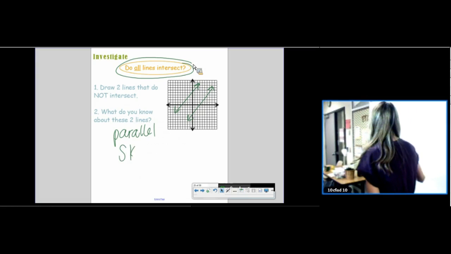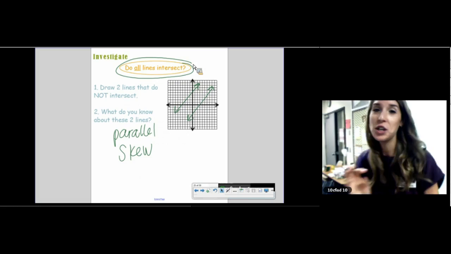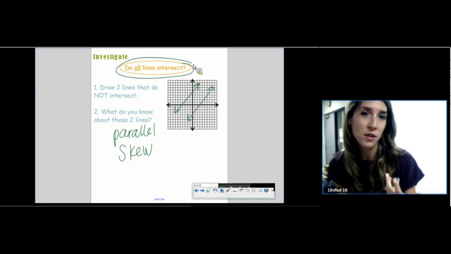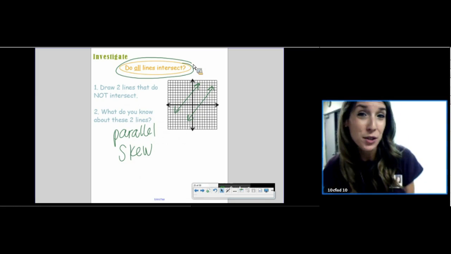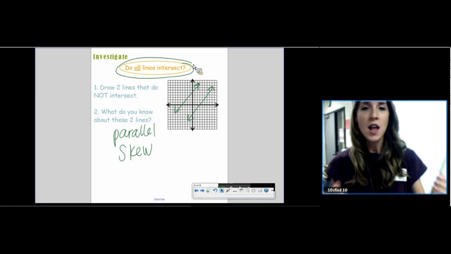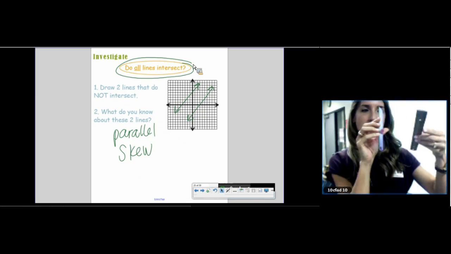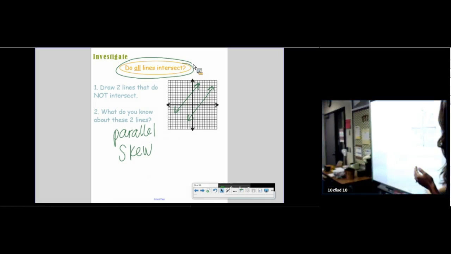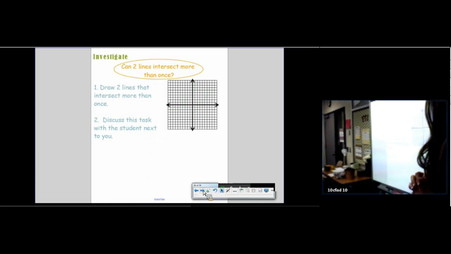Now, skew lines require 3D. They require 3 dimensions. So you can't really draw skew lines on your paper very well because your paper's 2D. You're limited by that plane. But skew lines you need 3D to see, but they do not intersect. Okay. Can two lines intersect more than once?